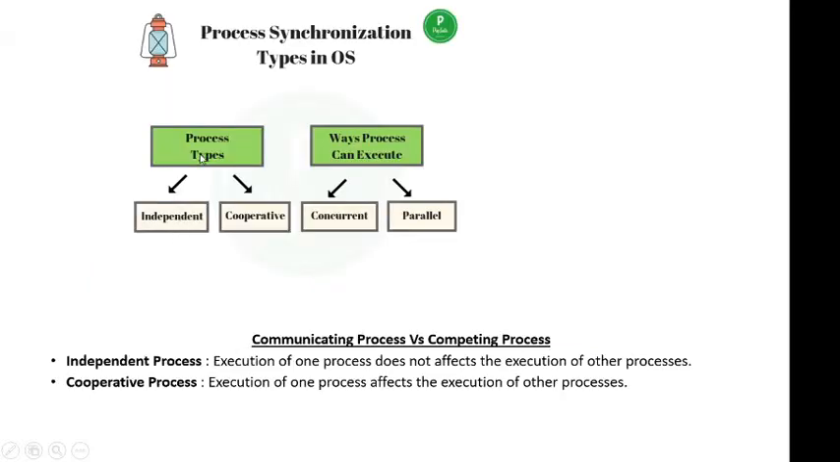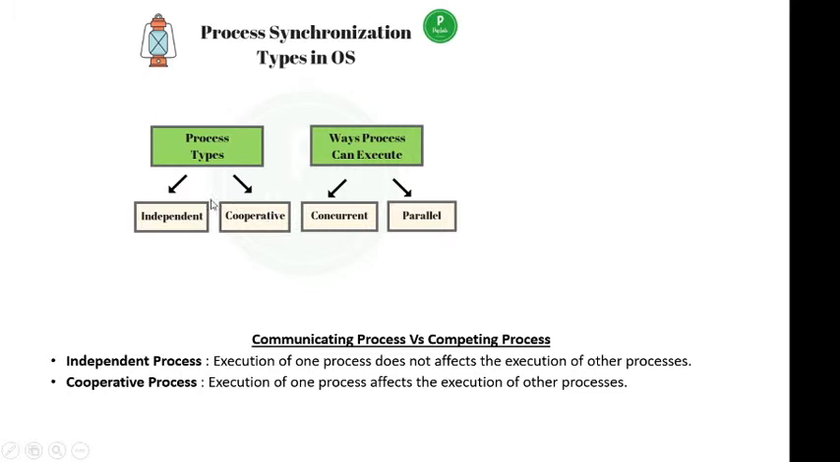So in a multiprogramming scenario, when there are many processes in the memory and all of them are being concurrently executed, some of the processes may be independent, they don't have to talk to each other in order to finish their work, or there may be processes in the memory that need to talk to each other. They are called cooperative. Cooperative means communicating, they need to communicate.